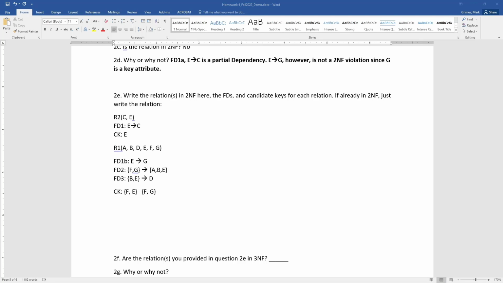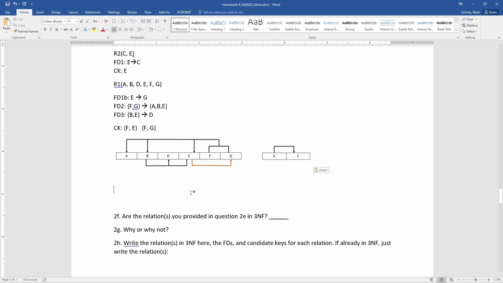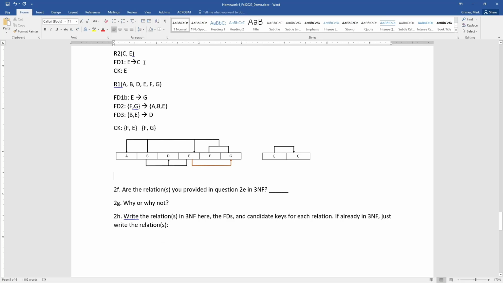And while it is not required in the assignment, I do have a drawing of the dependency diagram here that I will just share with you that goes along with this. All right, now the next question, are both of these relations in third normal form? Okay, so relation 2 with these two attributes C and E and this one functional dependency of E determines C, this is in third normal form. We're totally in good shape with this.